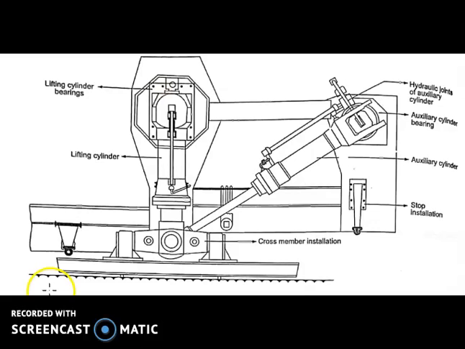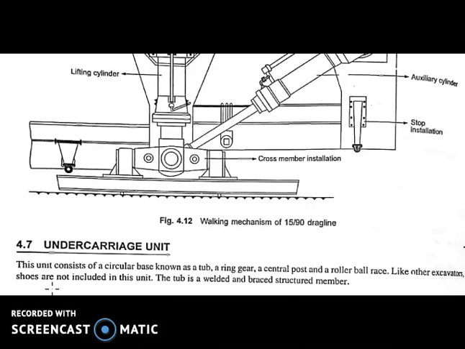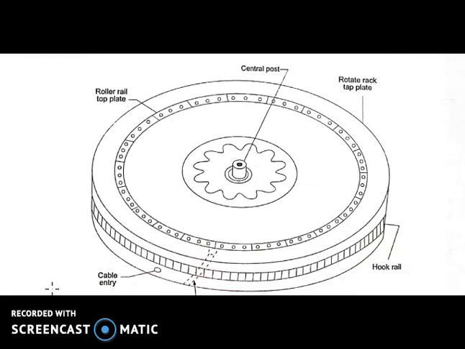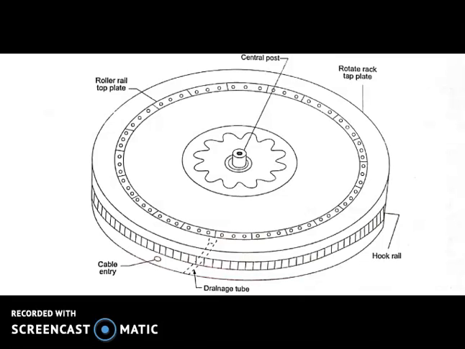Next is the undercarriage unit. So here is an undercarriage unit. This unit consists of a circular base known as the tub, a ring gear, a central post, and a roller base. Like other excavators, shoes are not included in this unit.